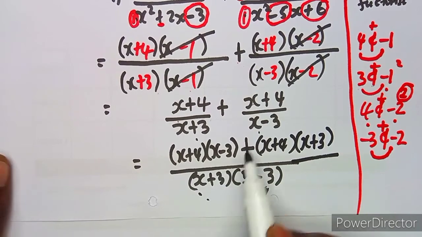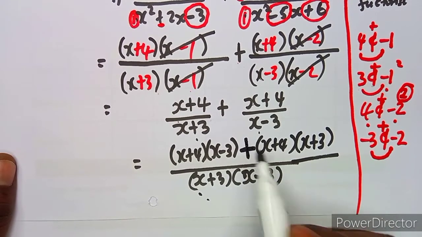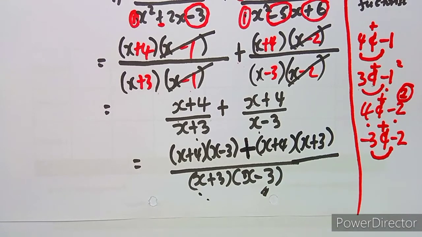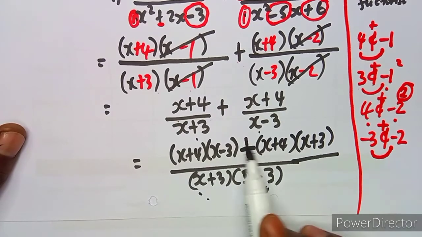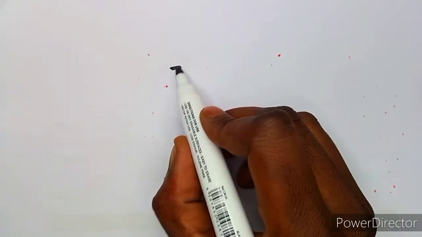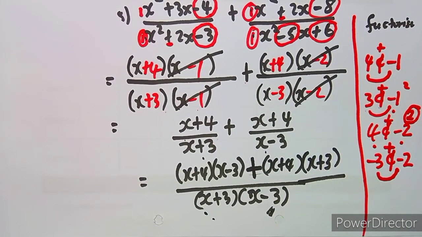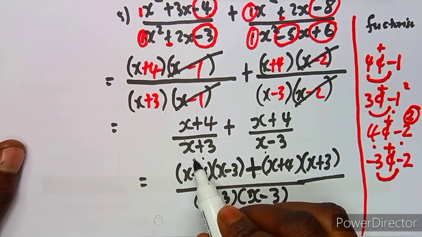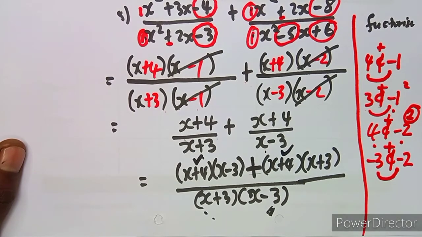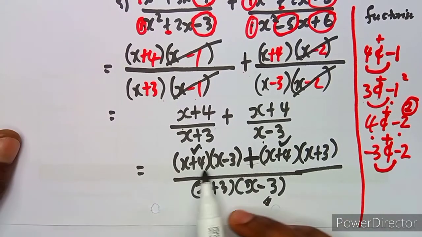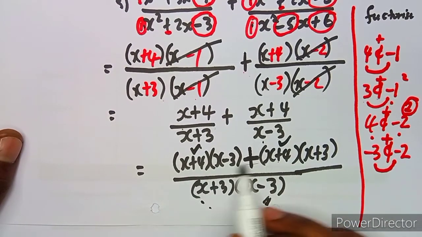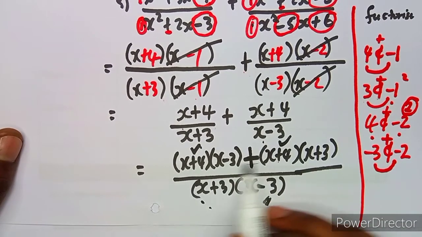Don't cancel anything at this stage now because we are separated here by a plus. But here we could cancel because it is just a single fraction. But this one is now separated. So what are we going to have at the end? I want you to see something that is common here. If you cross-check properly, you'll see that this bracket is common on these two. So actually, instead of expanding, you can factor out this bracket because it's common on these two.